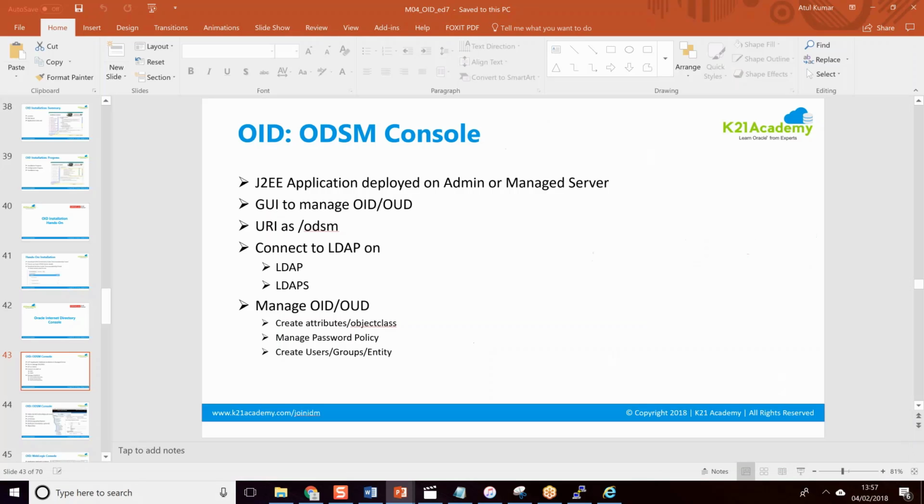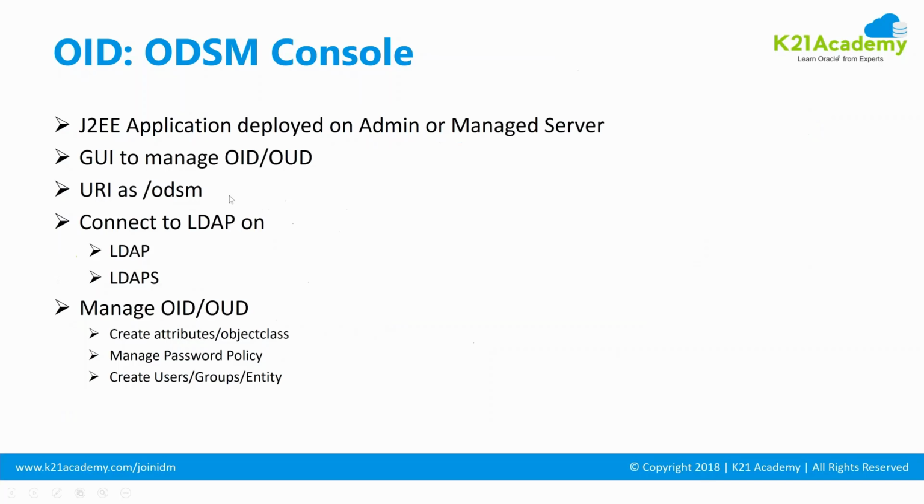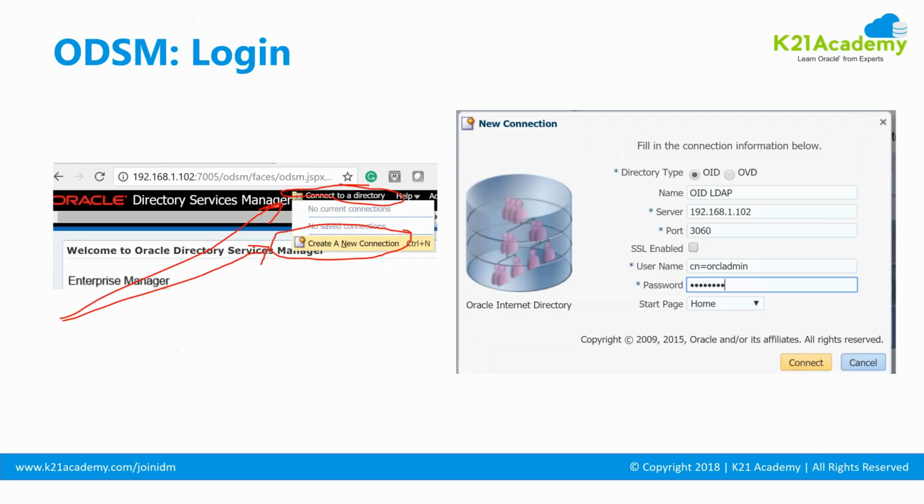So going back to our presentation, this is how you access it: managed server port number /odsm. Now when you connect from ODSM, you're going to connect to the OID, and on the screen you can connect using either LDAP or secure LDAP. This is how the connection configuration is going to look. You select the name and enter the port number. If you use the non-SSL port, it's LDAP. If you use the SSL port, then you choose LDAPS, or secure port. So this is what the connection screen looks like.